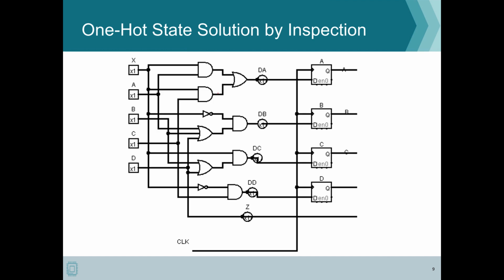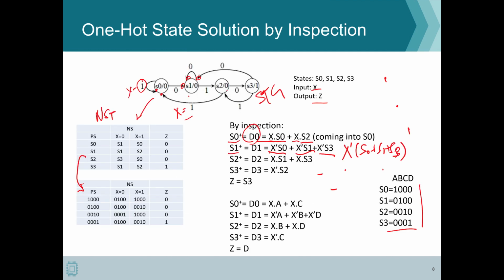Similarly for S2, we have 2 coming in, one from S1 and another one from S3. Both of them are for x is equal to 1, so we have x S1 plus S3. And then for D3 we have only one coming in, which is from S2 with 0. And now for Z, you can see that we want to make sure where we have the 1, so it is only with respect to S3, so we will simply write it as S3.